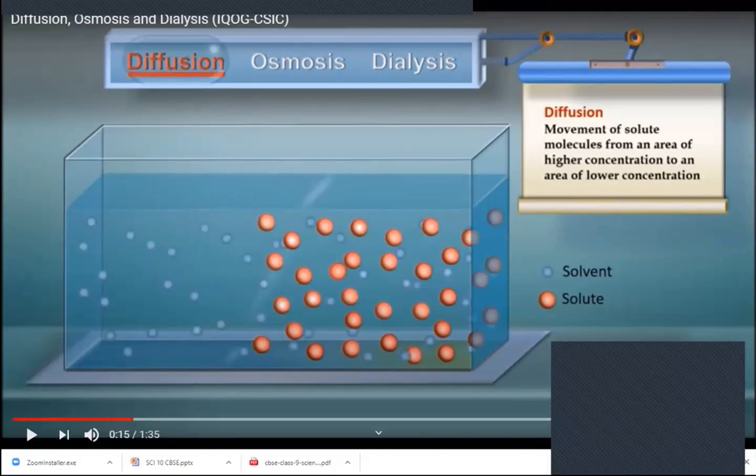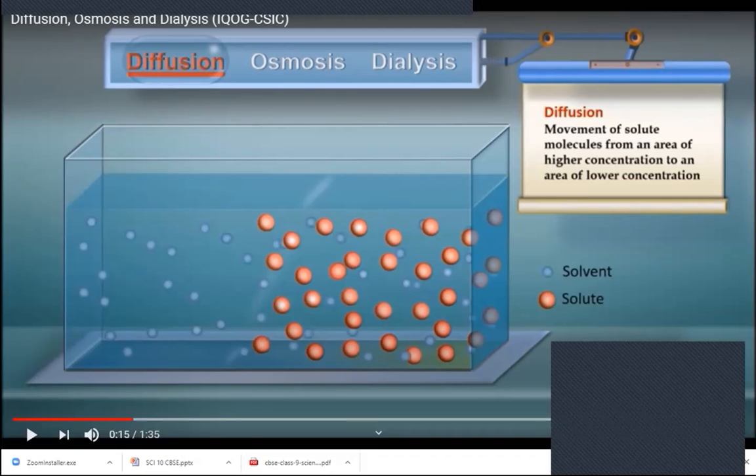Can you see, this is a higher concentration, the solute part, okay? And it's moving from higher concentration to the lower concentration. I'll show it in the form of ink. Lower concentration is a region or area which is spread everywhere. So you can see the water spread everywhere.